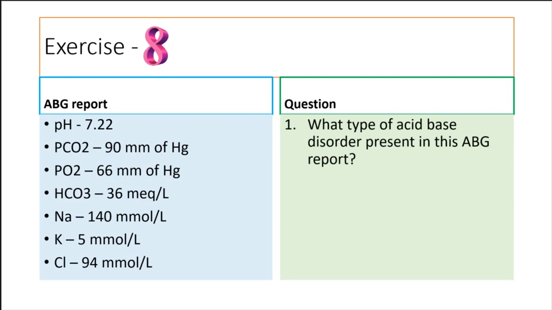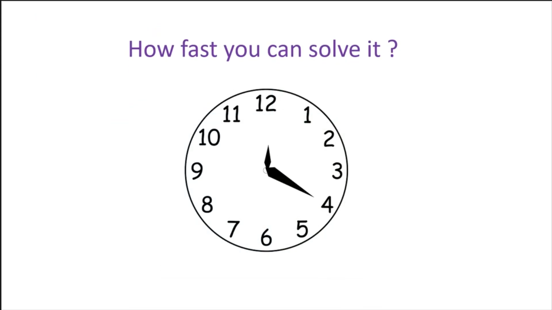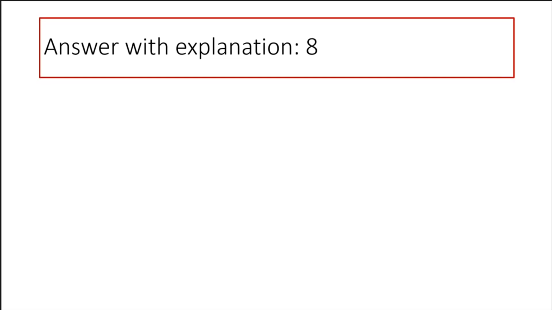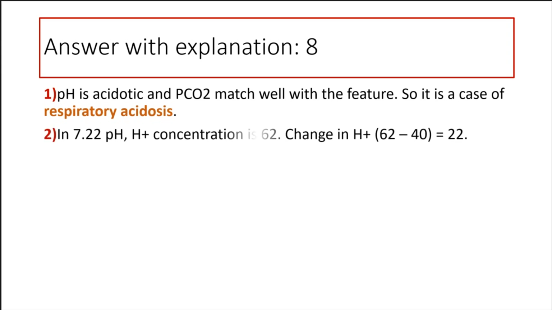Question. 1. What type of acid-base disorder is present in this ABG report? 2. How will you interpret the report? 3. What may be the underlying cause? How fast can you solve it? Answer with explanation. 8. 1. pH is acidotic and PCO2 matches well with the feature. So it is a case of respiratory acidosis.